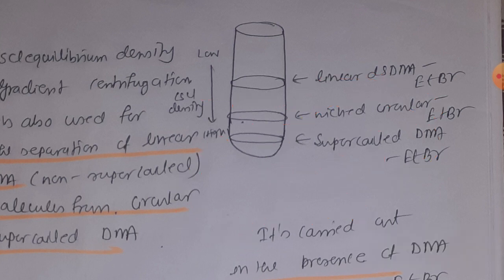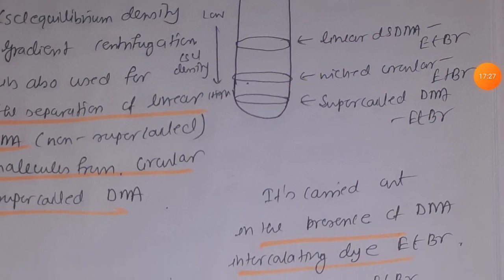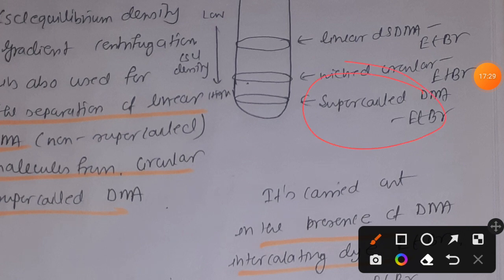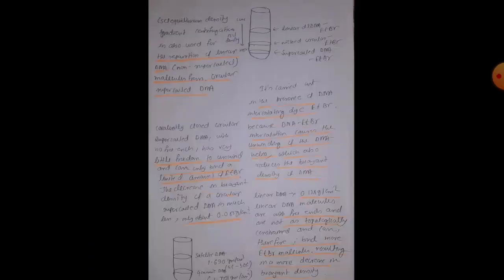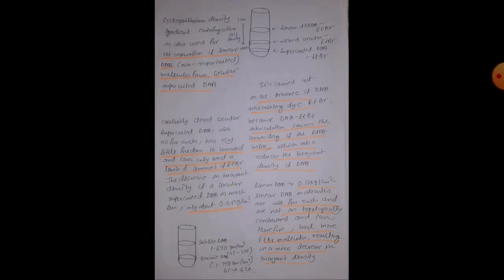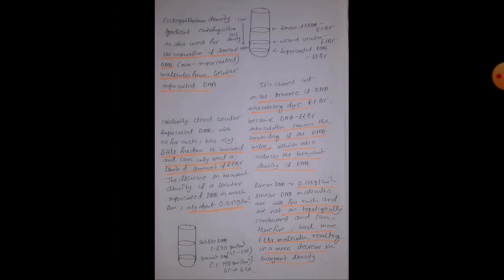And as supercoiled DNA is completely closed from every end, a very small amount of ETBr can bind, which will facilitate a very small amount of unwinding. That is why there is also a very small decrease in buoyant density, and that is why they will appear at the bottom. And that is how, with the help of buoyant density, you can also separate linear double-stranded DNA molecule, nicked circular double-stranded DNA molecule and covalently closed circular double-stranded DNA molecule.